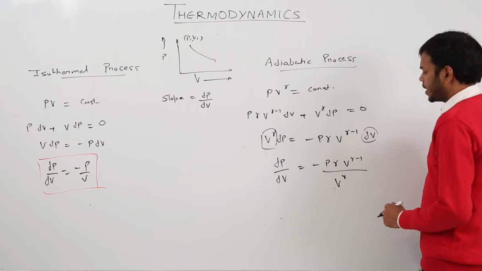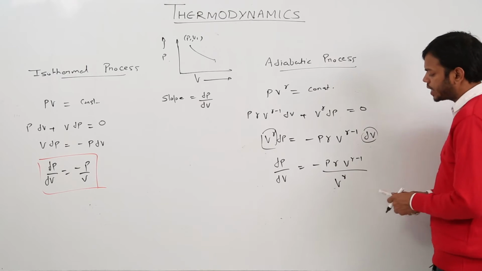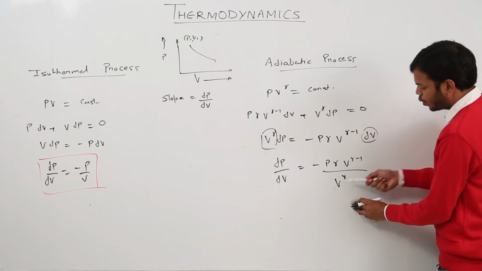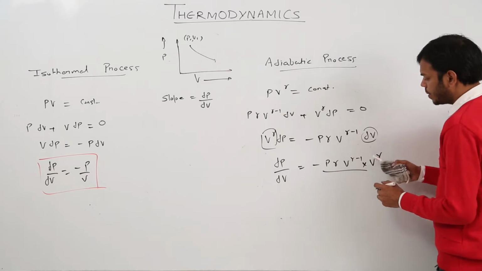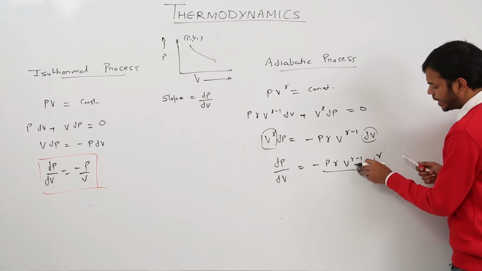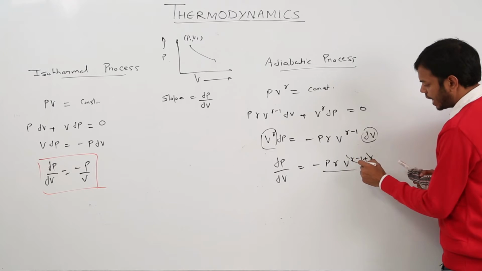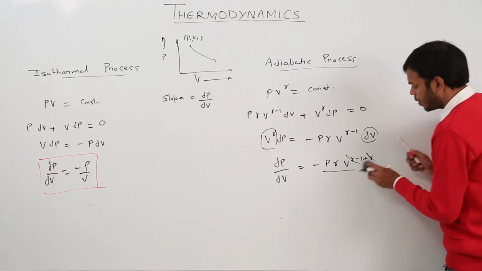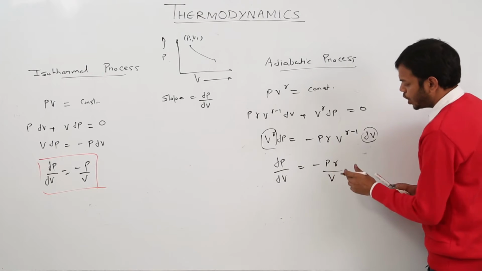What is V raised to power gamma minus 1 over V raised to power gamma? I can just bring this V raised to power gamma to the numerator side, and it will become V raised to power minus gamma, right? So this term goes to the numerator side, and these two terms give V raised to power gamma minus 1 plus gamma, because they are in multiplication. So these two terms cancel out and I am left with V raised to power minus 1, that means 1 upon V. So this is the final formulation.